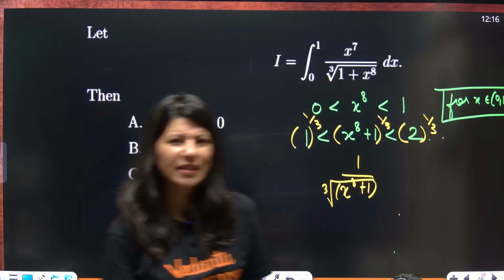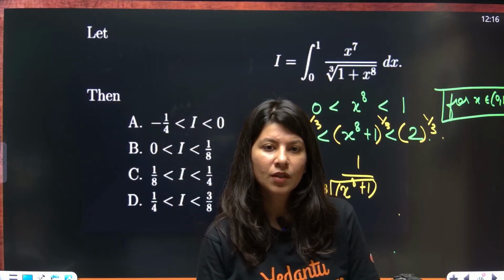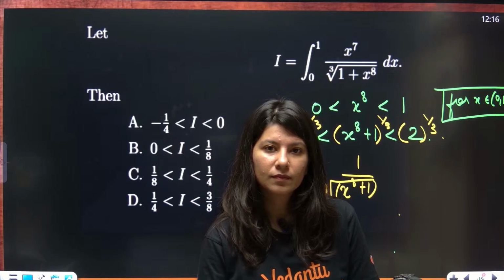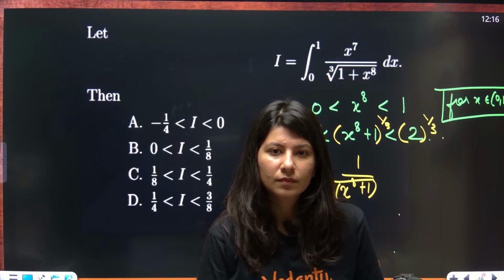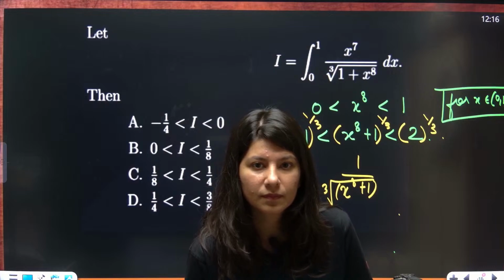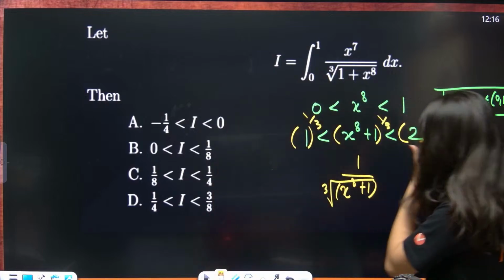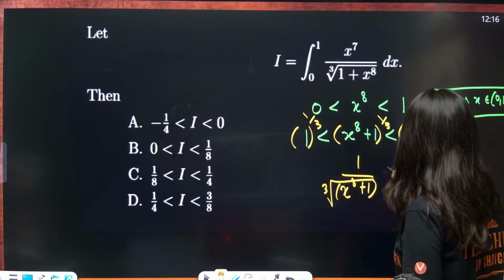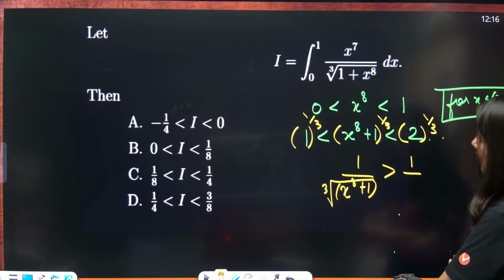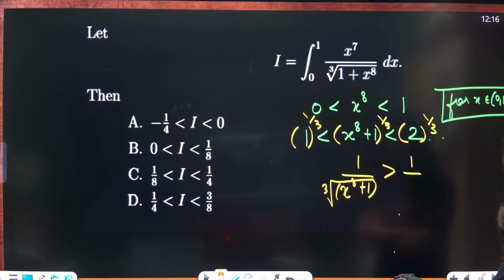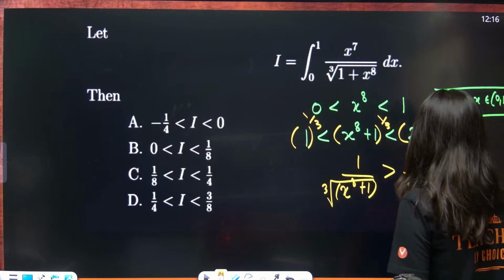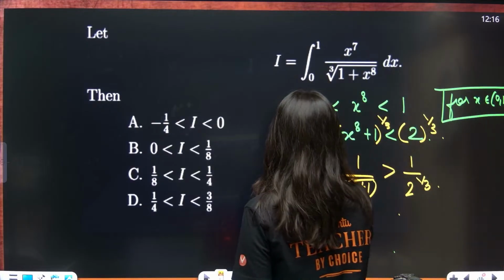Cube root of 2 approximately will be what? Can anybody tell me? Cube root of 2. So this is greater than 1, and so this is 2 power 1 by 3 and this is 1 by 1.